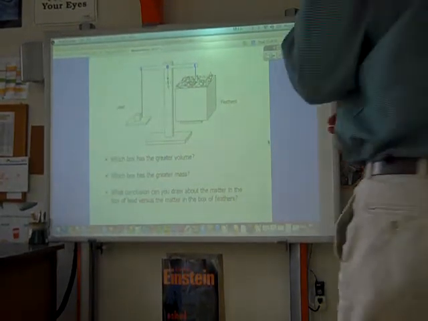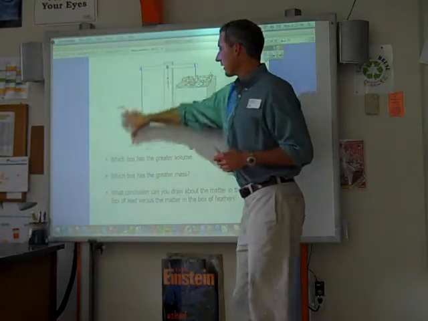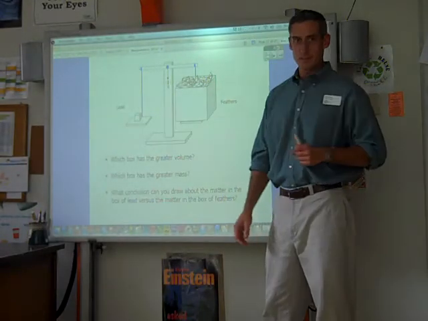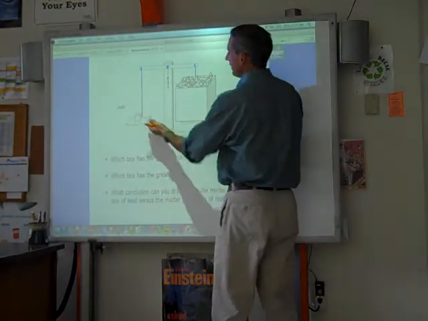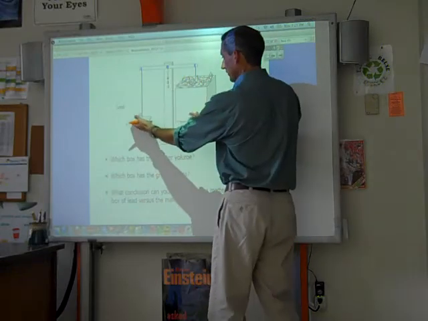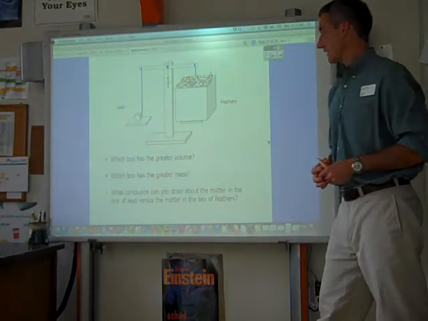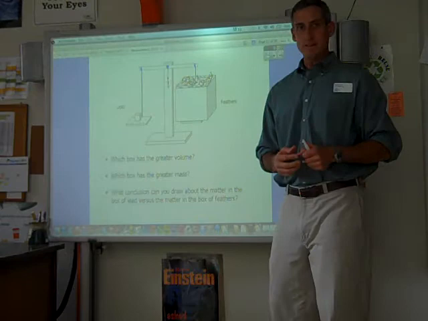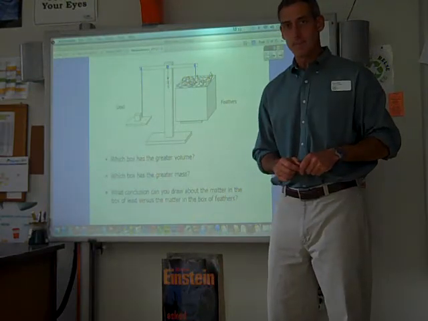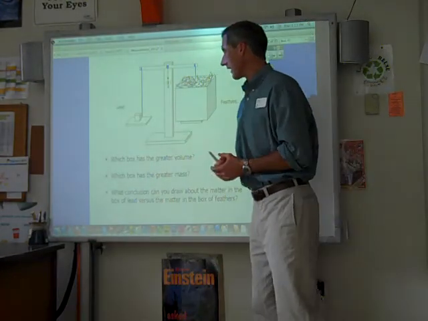Okay, so here's the question. We've got a diagram here with a box of lead and a box of feathers, and they're on a balance scale, and that balance is reading 0, so they're balanced against each other, their masses. But the first question is, which box has the greater volume? The box of feathers or the box of lead?